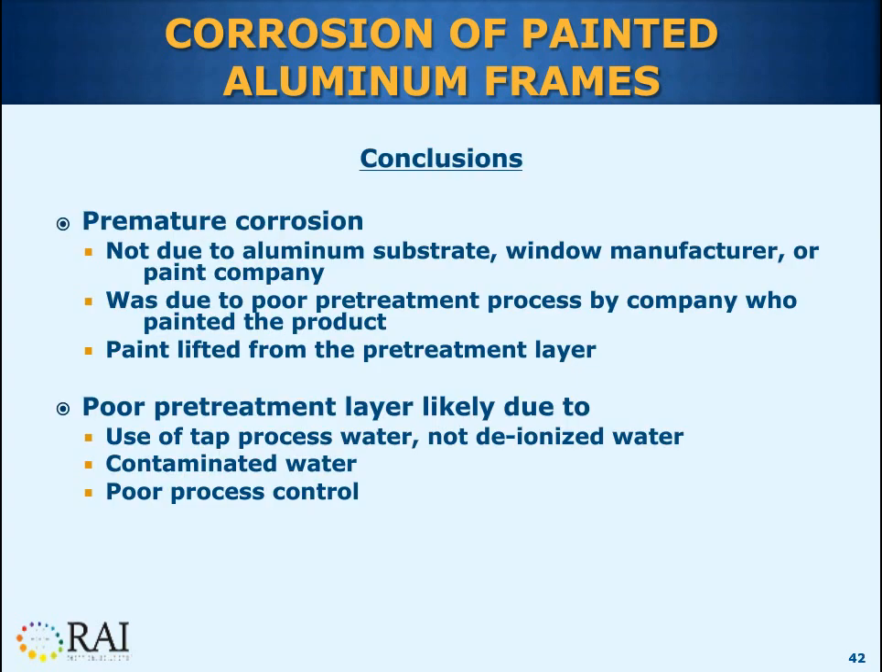So the pretreatment corrosion, the premature corrosion, as I concluded, was not due to the aluminum substrate, was not due to the window manufacturer or the paint company. It was due instead to the poor pretreatment process by the company who painted the aluminum product, because the paint lifted from the pretreatment layer. Poor pretreatment layer was likely due to the use of tap process water, not deionized water, and/or contaminated process water. And basically the root cause was poor process control at the company that did the painting.